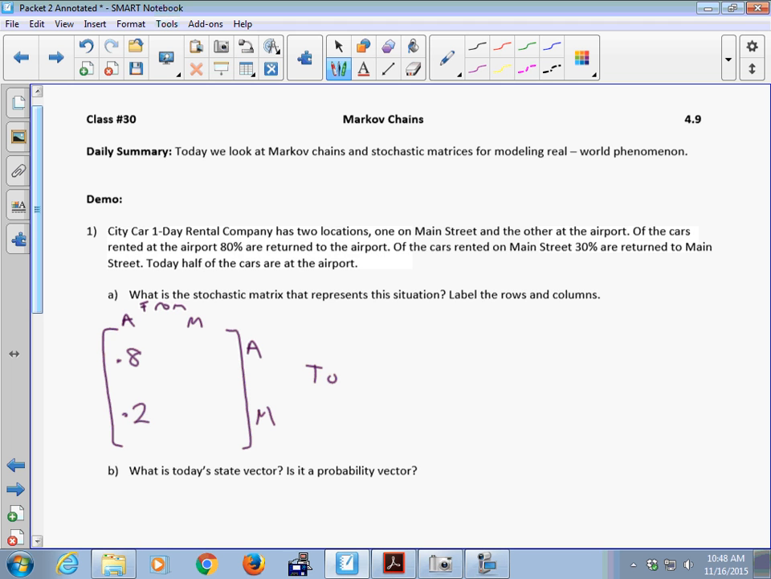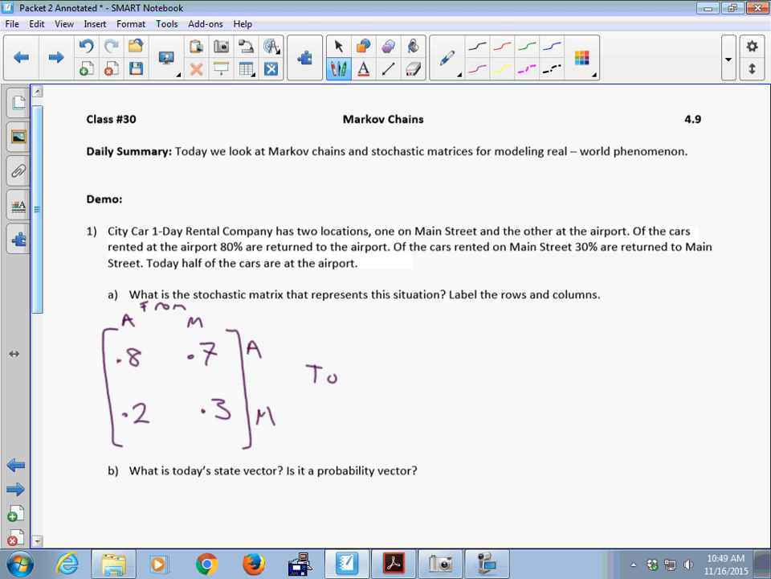As long as they're both the same. It could be MA and MA, but they have to be the same. All right, if you rent from Main Street, what percentage gets returned to the airport? 0.7, yeah. And then if you rent from Main Street, what percent gets returned to Main Street? 0.3. Good. So that's our stochastic matrix. The rows and columns are labeled.